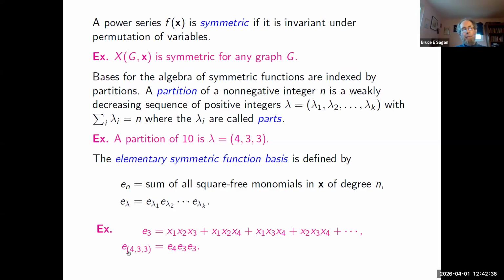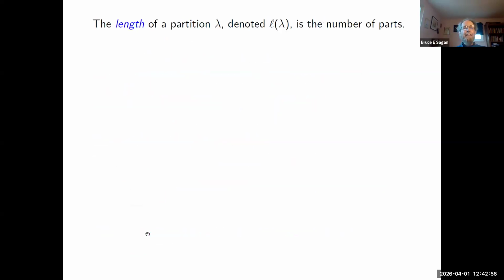And then to get e sub the partition 4, 3, 3, well, I just take e sub 4, which is just like this sum, except each term has 4 variables in it, times 2 copies of e3. Okay, clear how the e's are formed? It's very easy. Okay, that's why they're called elementary. So the length of a partition, denoted l of lambda, is the number of parts. So for example, that partition has 1, 2, 3, 4, 5, 6, 7 parts.